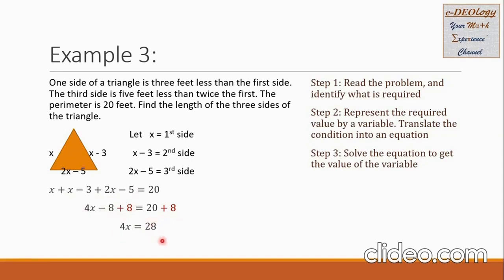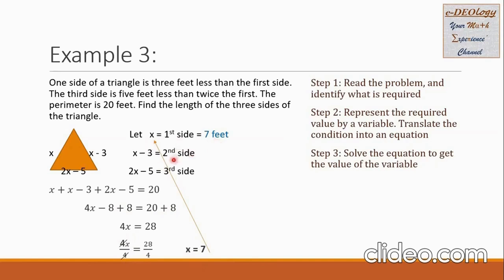Let us divide the equation by the coefficient of x, which is 4. 4x divided by 4 equals 28 divided by 4. So we can now cancel the 4 and the 4. Only x is here, equals the quotient 7. So x equals 7. It means the 7, that is the first side of the triangle, is 7 feet.